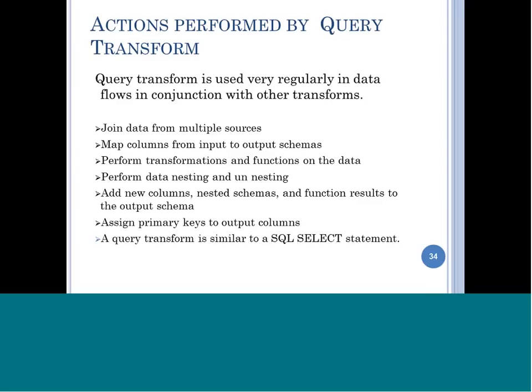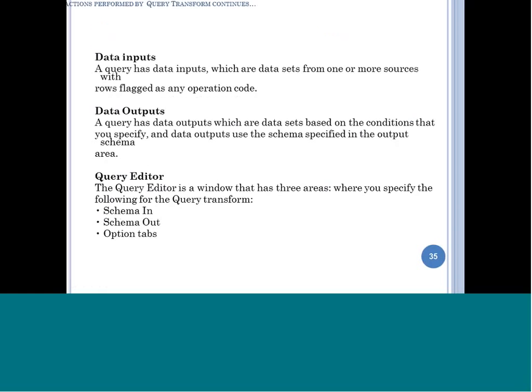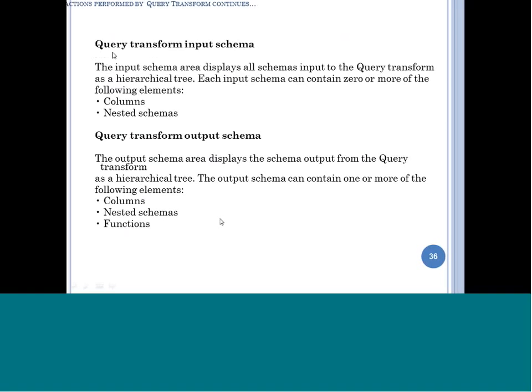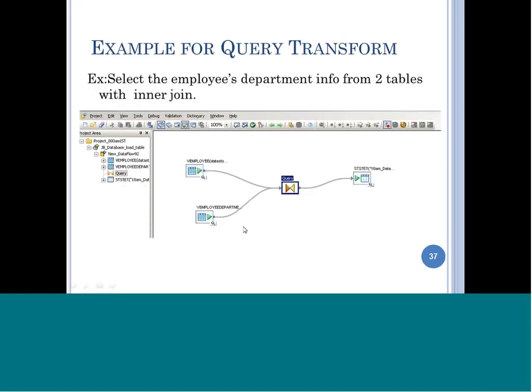Similarly, if you want to assign primary keys to the output columns coming out of the query transformation, you can do that. The usage of the query transformation is very similar to the SQL select statement. These are all the standard steps that we need to have.